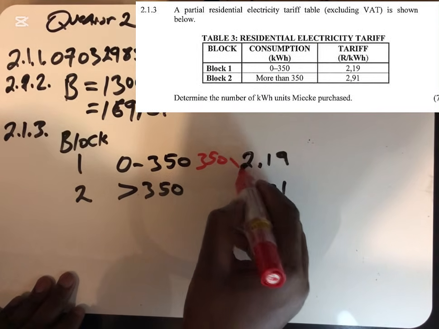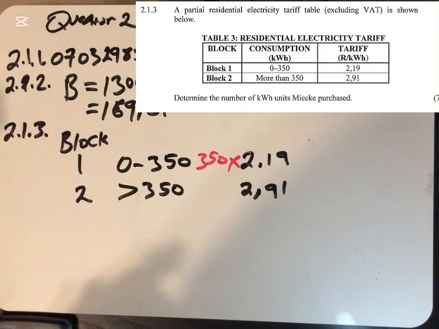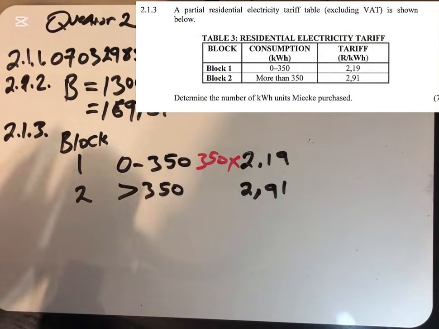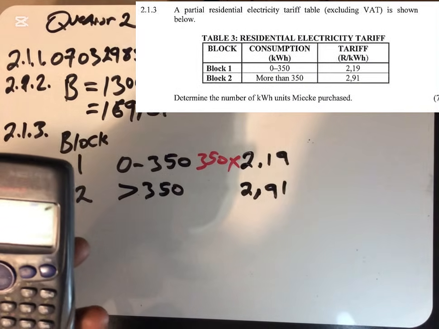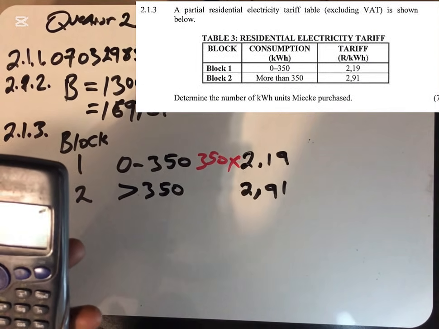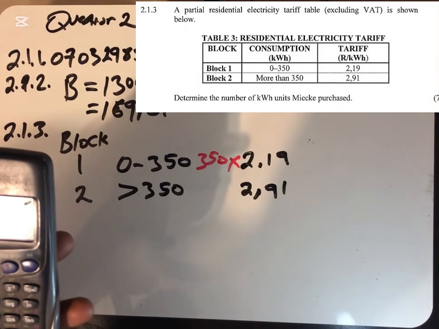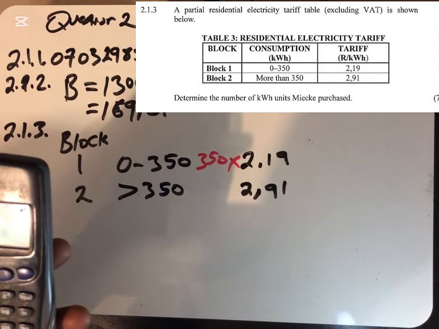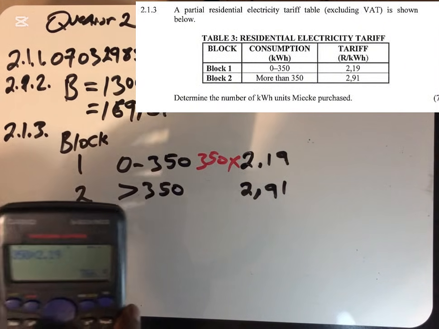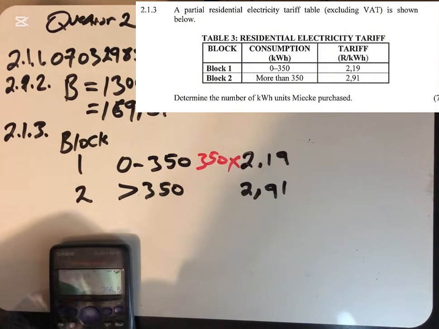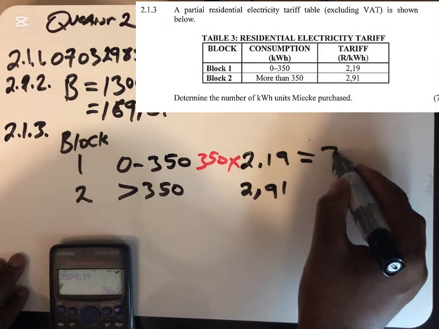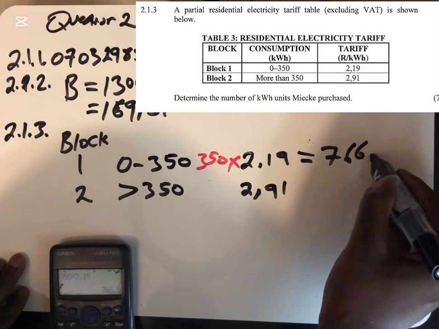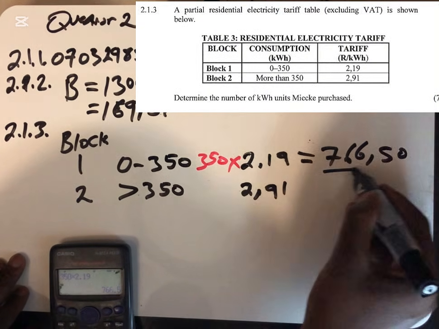Then we just have to multiply the difference with the price to check the amount that they've used to buy electricity in the first block. So 350 multiplied by 2 rand and 19. We found that they have used 766.50 for the first block.